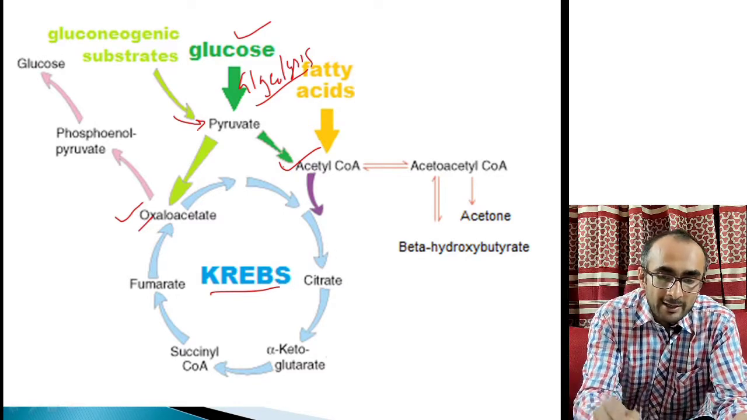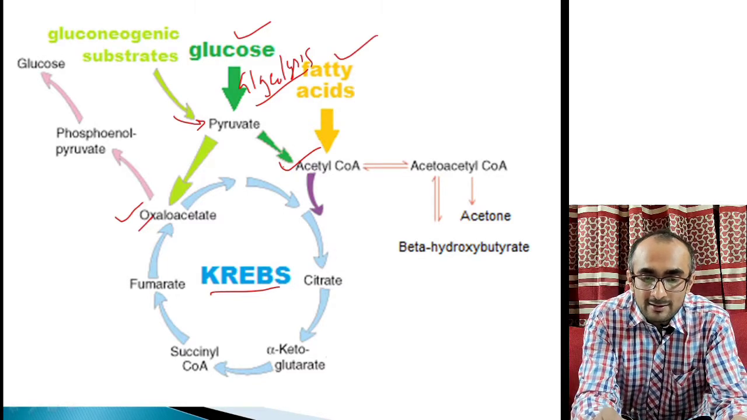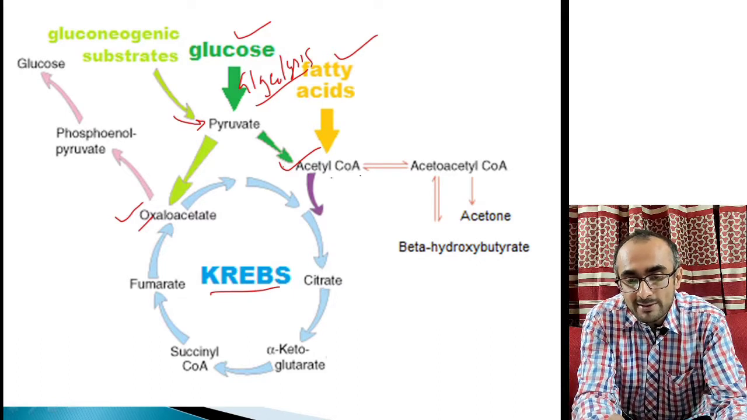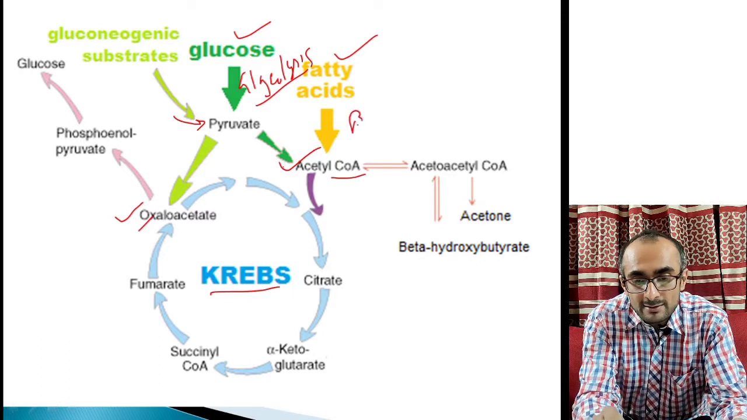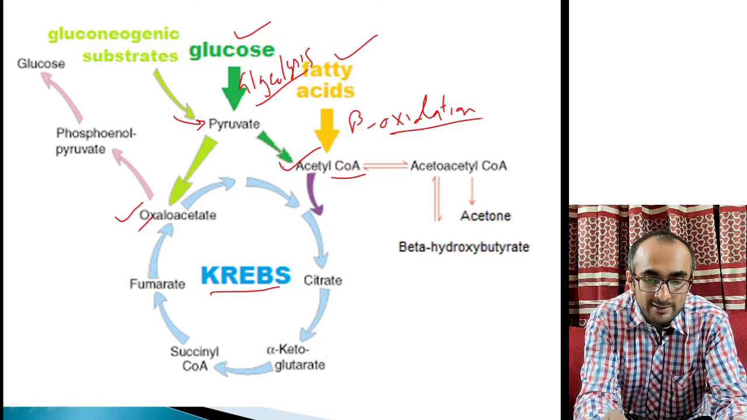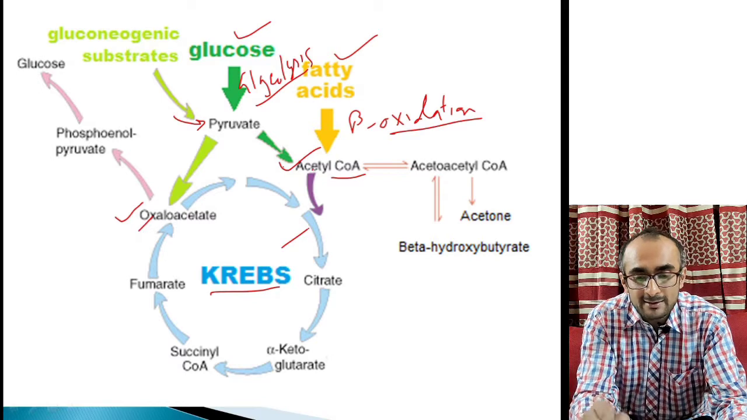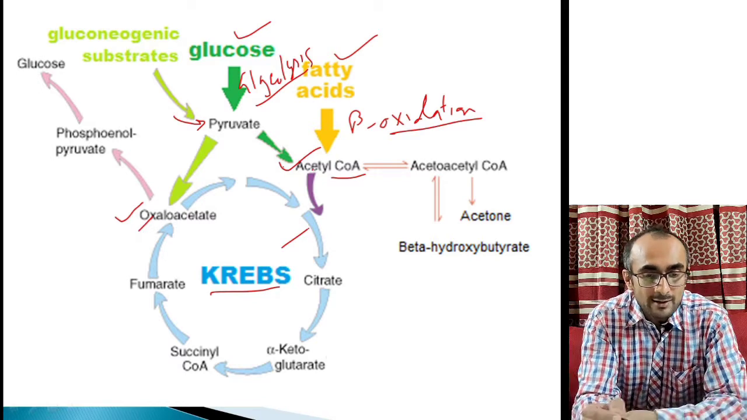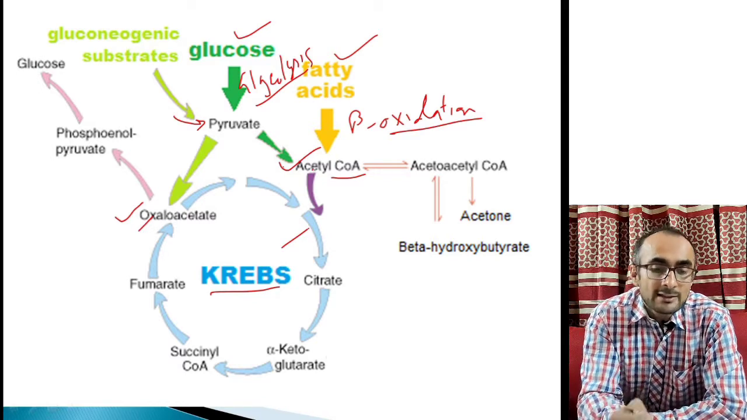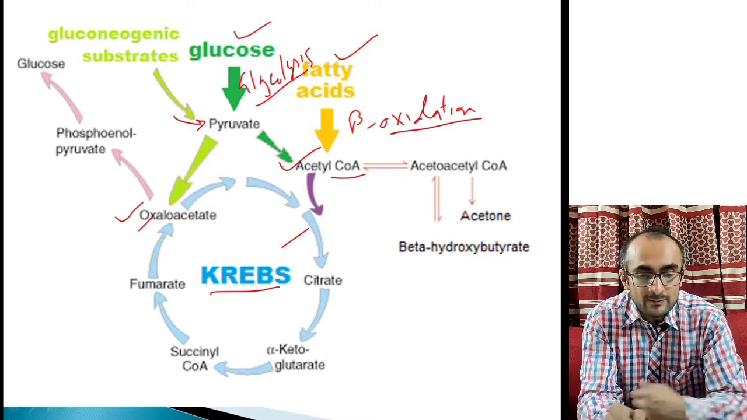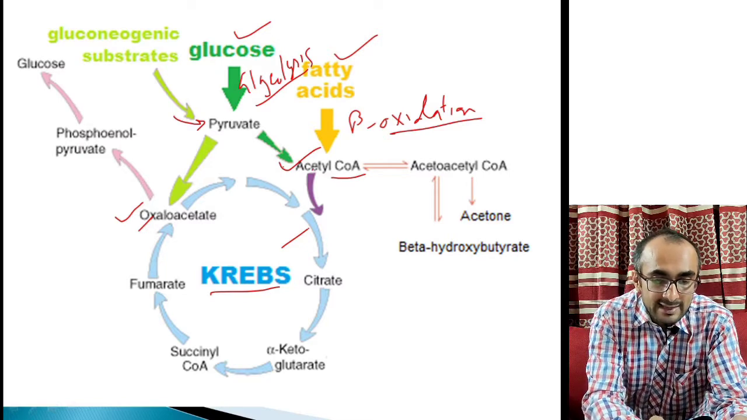In another pathway, fatty acids are oxidized into acetyl-coenzyme A. This is called beta oxidation. We have talked about this in an earlier lecture. So fatty acids are also converted into acetyl-coenzyme A, and they can enter into the citric acid cycle to give rise to energy. But when glucose is present in low concentration, in that case cells synthesize oxaloacetate.